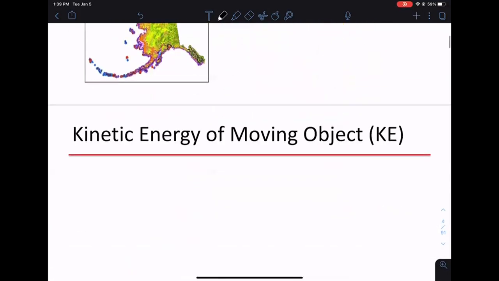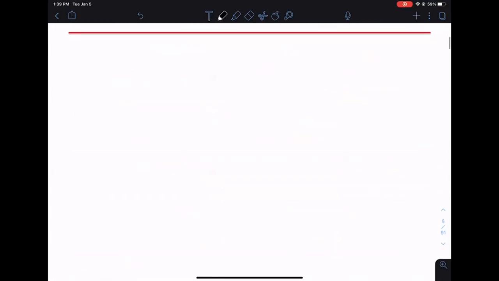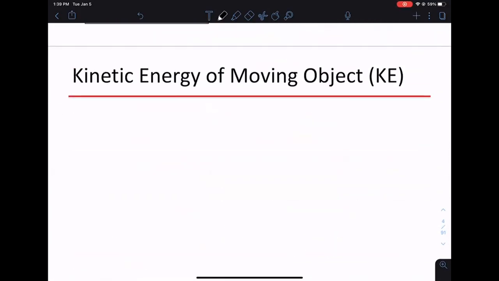So let's look at some equations. Most of this is fairly simple classical mechanics, but it serves as a physics reminder. Okay, so the kinetic energy of a moving object?